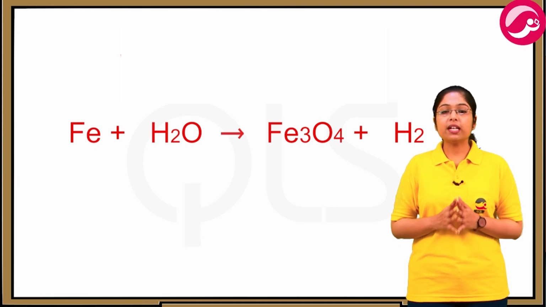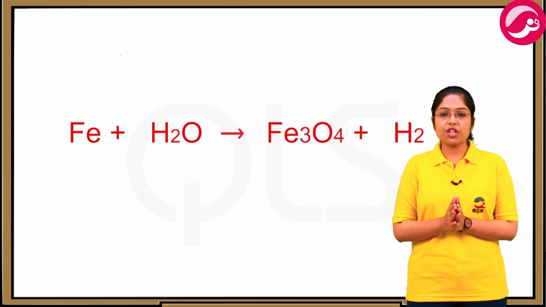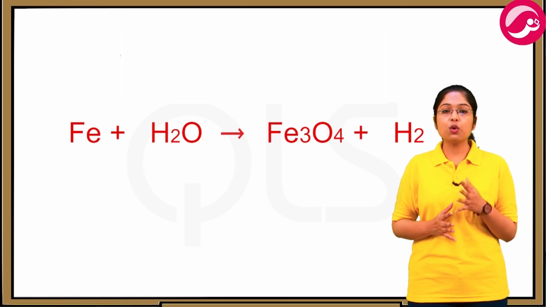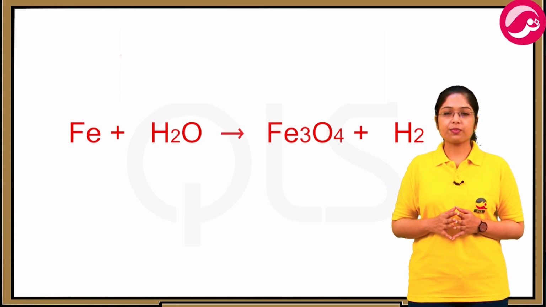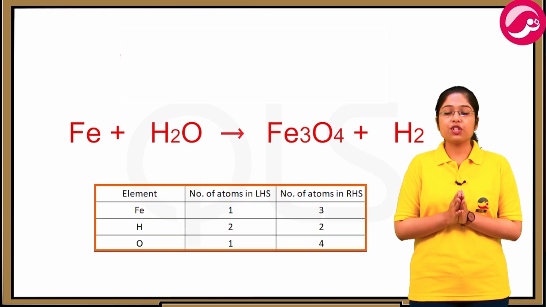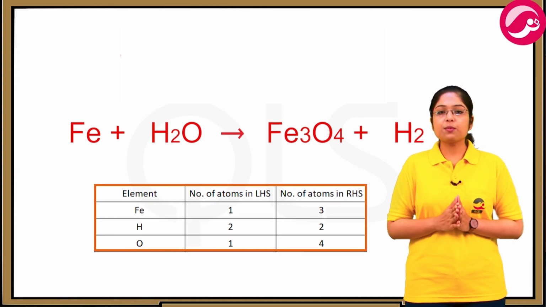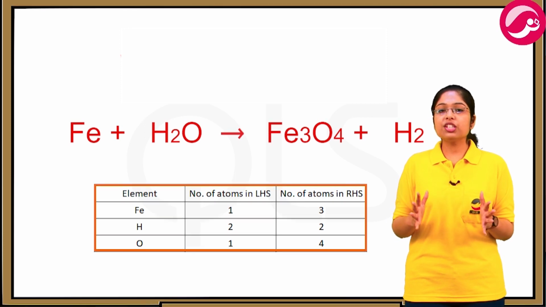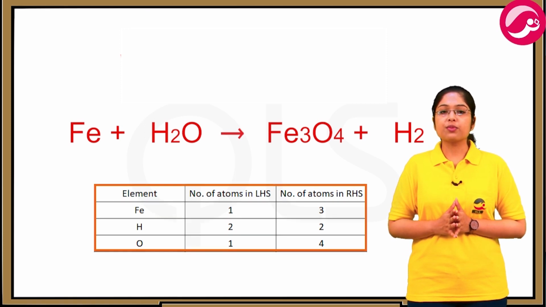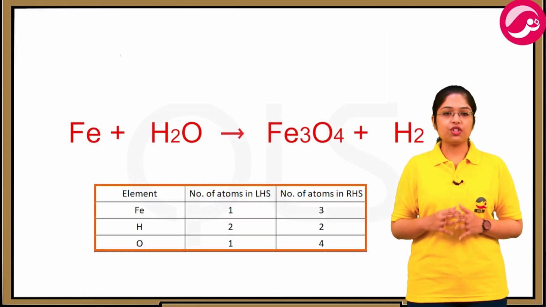Here also we will make a list of all the elements present in the equation and also the number of atoms of those elements present in LHS and in RHS. Now, we will start balancing the equation from the elements which is present in the maximum quantity. जिस element के सबसे ज़्यादा atoms present है, हम उस element से balancing start करेंगे. So here, oxygen has the maximum number of atoms, so we will start balancing from oxygen only.